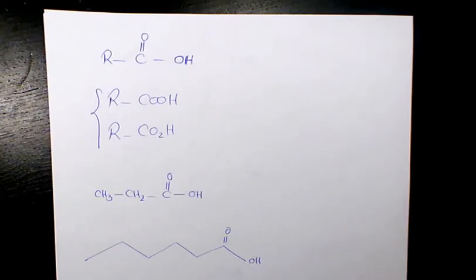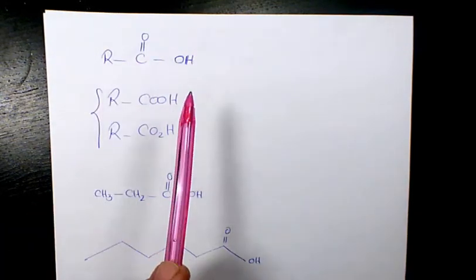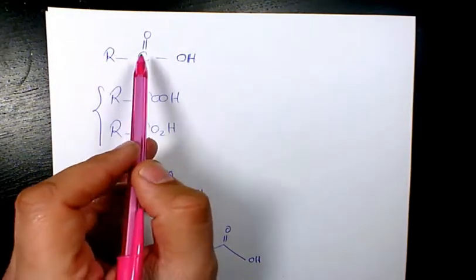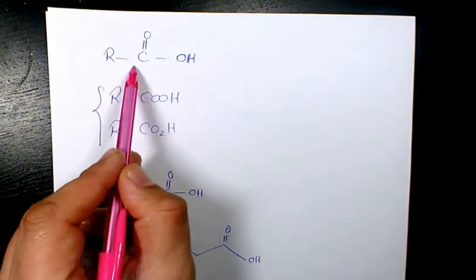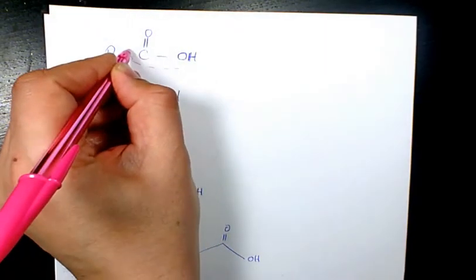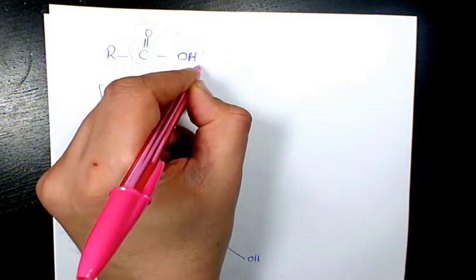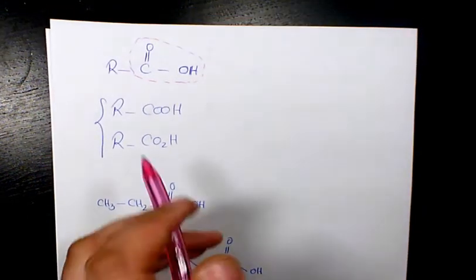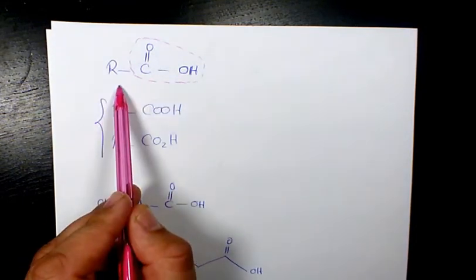Welcome to another video. In this video I want to show you how to name organic acids. So in here you see the general formula of organic acids. We have an alkyl group or aryl group. It connects to the carbonyl group, and we have a hydroxy group as well. So basically whenever you see this functional group, it means that you are dealing with an organic acid. So that's the general formula of organic acids.